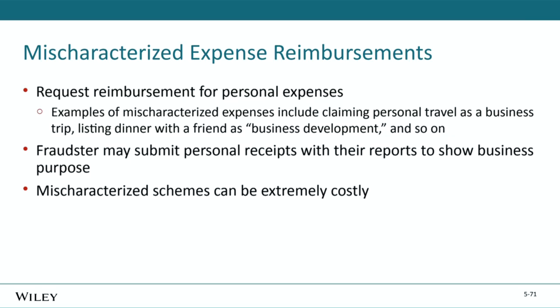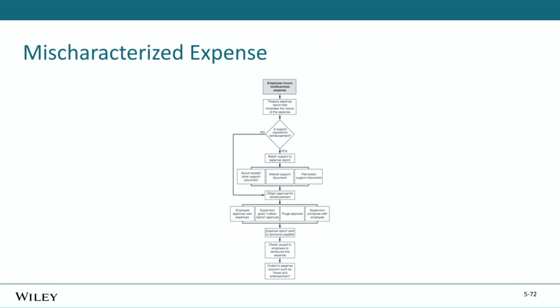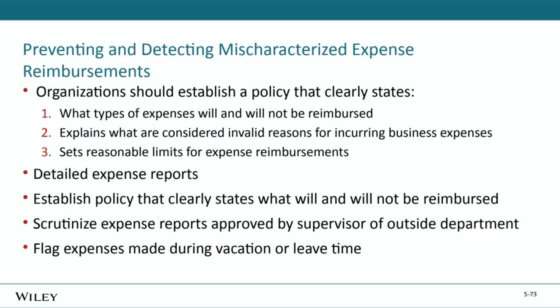So here's the mischaracterization. Well, one is requesting reimbursements for personal expenses, claiming personal travel as a business trip, listing dinner with friends as business development, and so on and so on. The fraudster may submit personal receipts with their reports to show business purpose. Okay. A mischaracterization scheme can be extremely costly. So here's a little flow chart on that. I've got lots more tales popping into my head, but I'm going to keep moving.